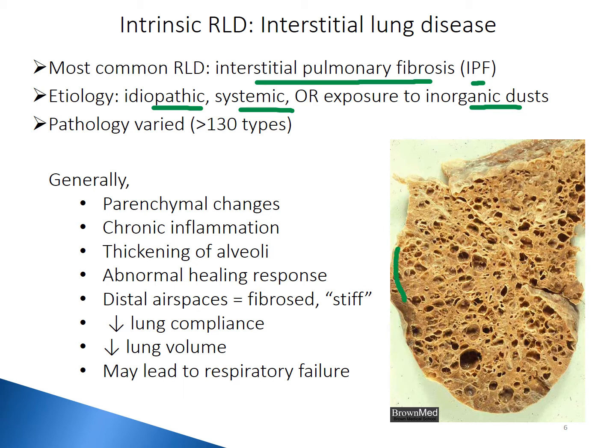You can see how the alveolar walls have gotten quite thick and irregular. The distal air spaces become fibrosed and stiff due to increased fibroblastic activity and an abnormal healing response. So this leads to decreased lung compliance and decreased lung volume, which is exactly the opposite of what's happening with obstructive lung disease. And eventually these diseases can lead to respiratory failure.